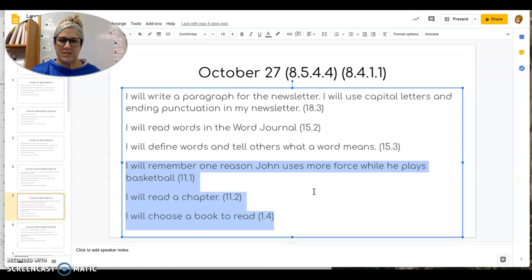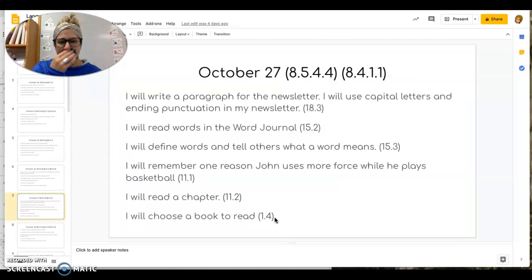Today is October 27th. We are going to start by going over our expectations for language arts today. I will remember one reason John uses more force while he plays basketball. I will read a chapter and I will choose a book to read.